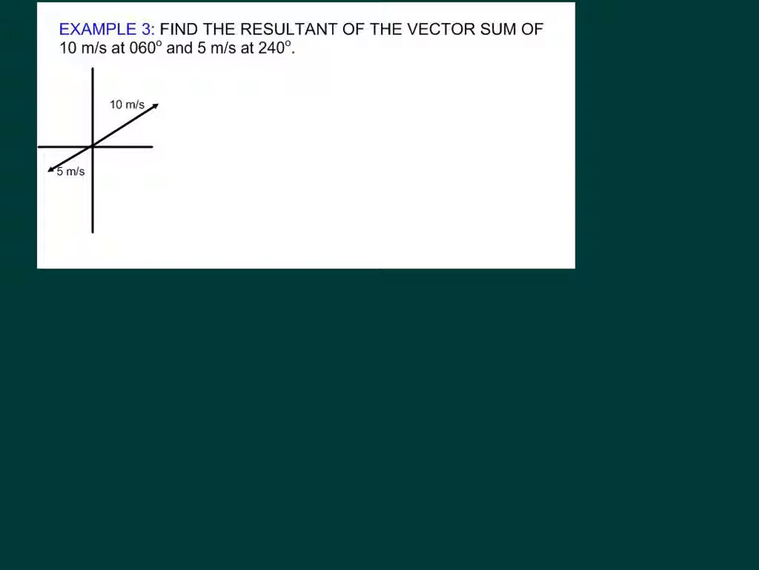In this question, we are trying to find the resultant between the two vectors shown, and the position of the two vectors is given as a true bearing. So the first vector, 10 meters per second, is recorded as having a bearing of 060 degrees.